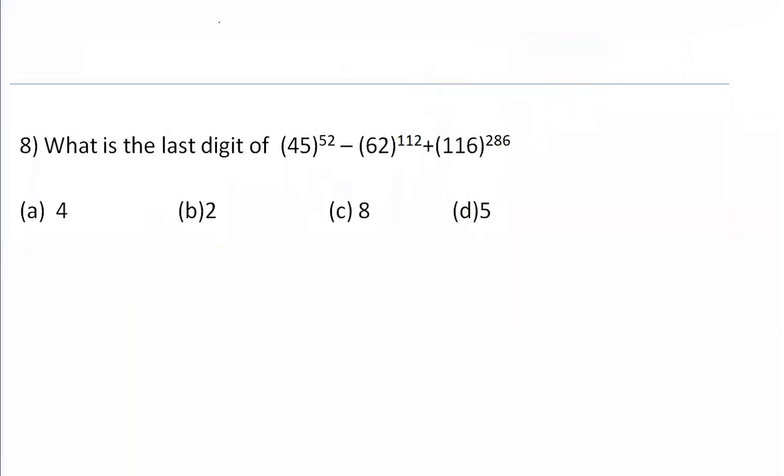Whatever the number of digits, you have to concentrate on the units place to answer the question. So if they have given 45 power 52, your concentration should be 5 power 52. Just apply the shortcut, guys. 62 power 112 means your concentration is 2 power 112. Done. If 116 power 286, your concentration is 6 power 286. Just by looking at the question, you can answer it, guys. Please don't take much time. Apply the shortcut to give the answer.